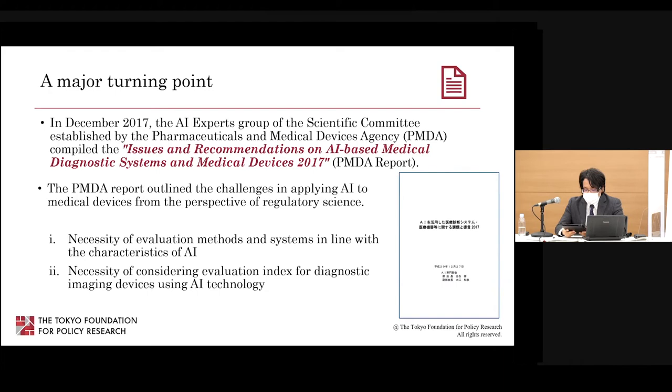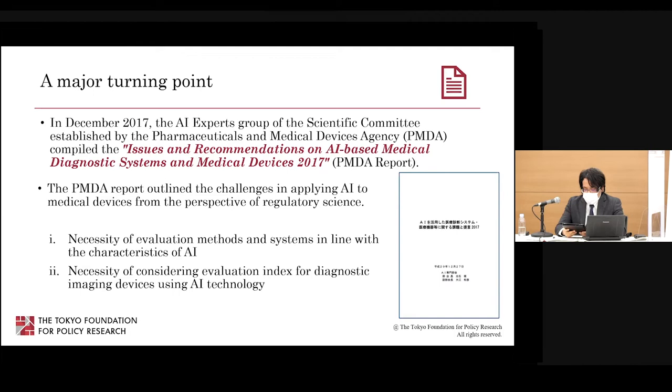In this report, two main points were made. The first point is the necessity of evaluation methods and systems in line with the characteristics of AI. The second point is the necessity of considering evaluation indexes for diagnostic image devices using AI technology.